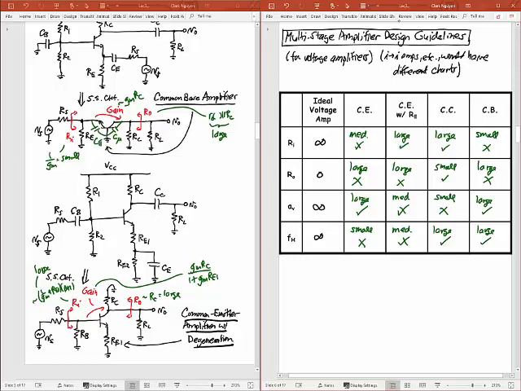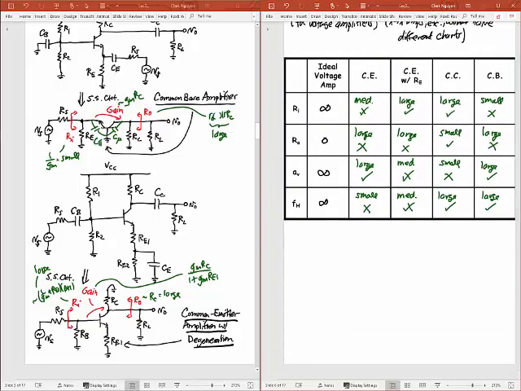So there it is. None of them do what we want them to do. None of them are perfect. And so to get better performance, we need to combine them together. And so let's do that now.